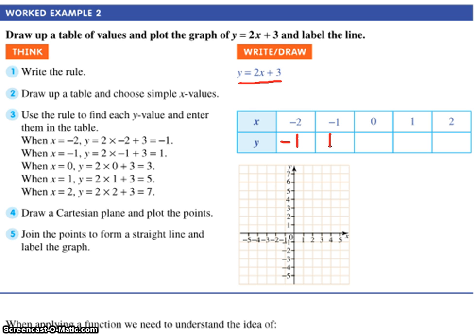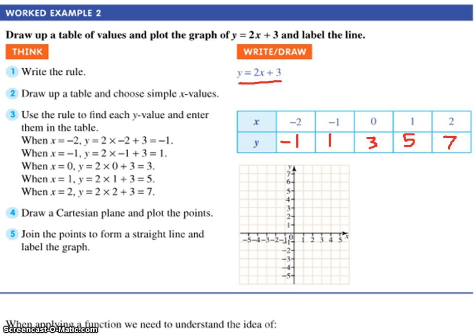Next one, 2 times 0 is 0, plus 3 is 3. 2 times 1 is 2, plus 3 is 5. And 2 times 2 is 4, plus 3 is 7. So there you go, you've done your table of values. You can now go and plot your points.